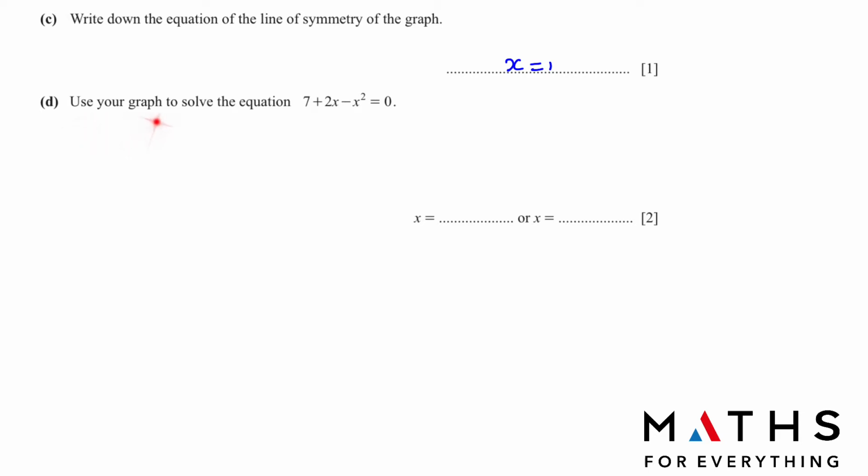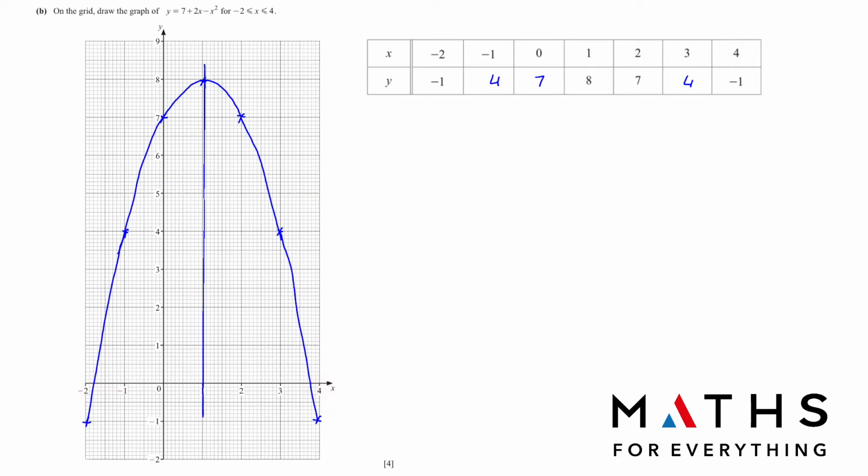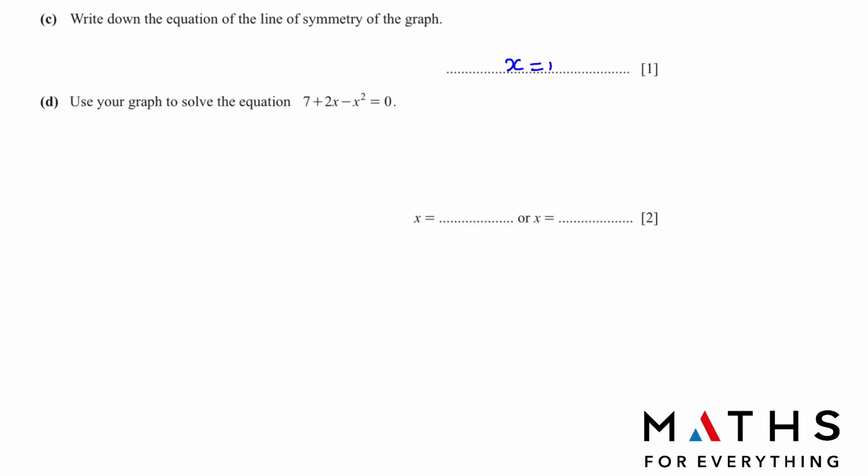Next, use your graph to solve the equation 7 plus 2x minus x square is equal to 0. This is when y is equal to 0. So we have to look at the x-axis. We got our two points here, this and this. We got two x values. One is x is equal to negative 1.7 and x is equal to 3.8. You can have any values between negative 1.9 to negative 1.7 or between and including 3.7 to 3.9. They give you marks for a little variation.